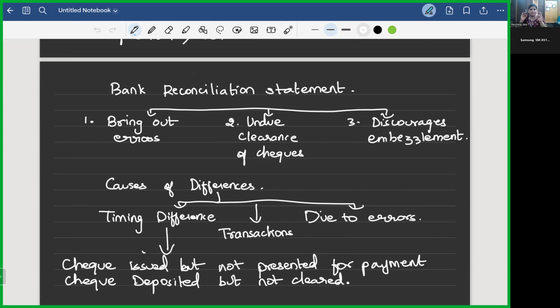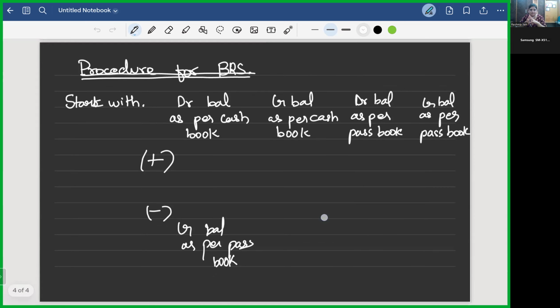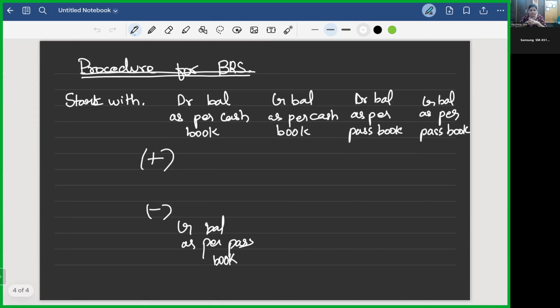It discourages embezzlement. If we have a constant check, if we do a bank reconciliation statement, it discourages embezzlement by the staff. Now, procedure for BRS. What is the procedure for BRS?